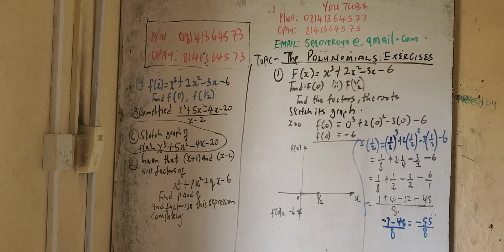So what this one is saying is that when the value of my x is half, the value of my y is minus 55 all over 8. And then, 8 in 55 gives us 6 whole number, with a remainder of 7 over 8.